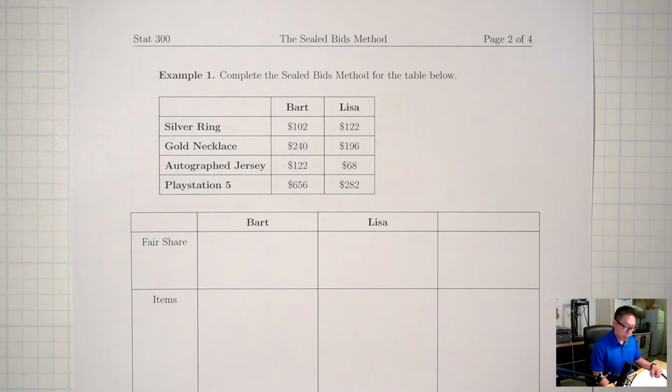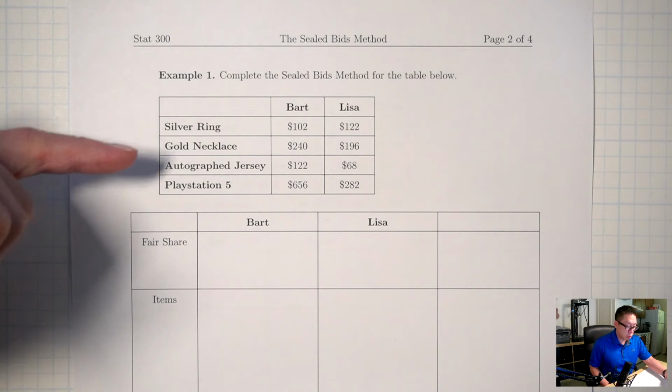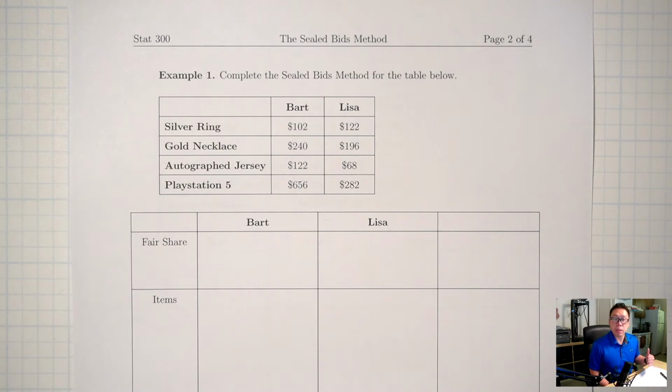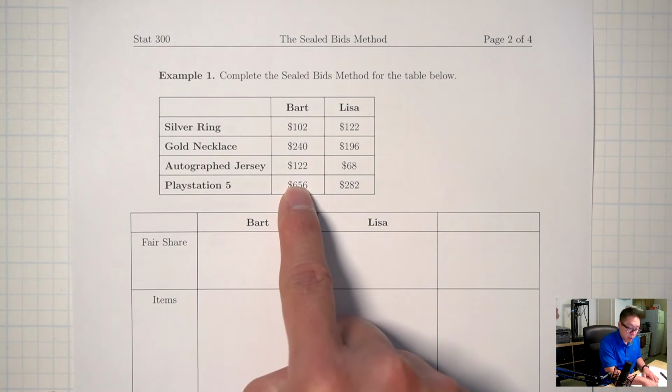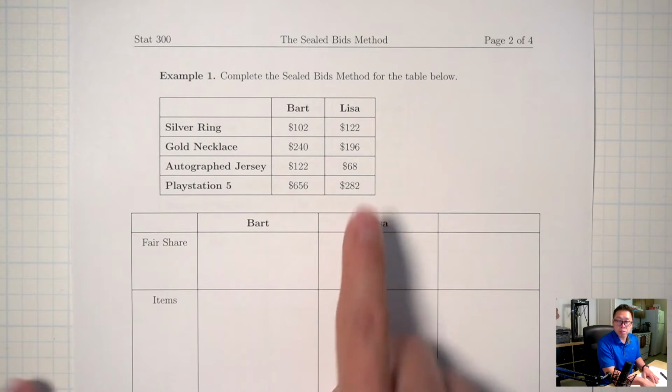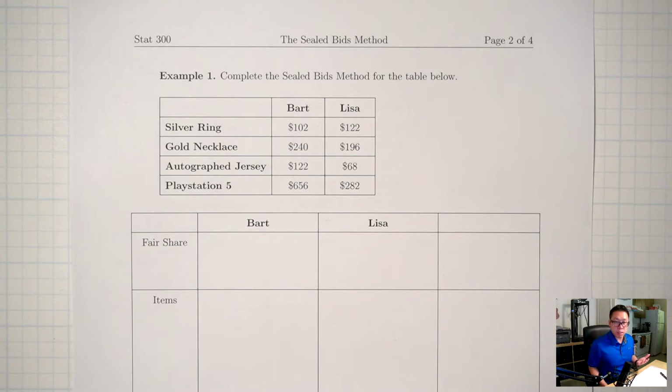All right, example 1. So Bart and Lisa here are sharing a silver ring, gold necklace, autographed jersey, and a PlayStation 5. And Bart and Lisa have already bid on the items. These are Bart's values, and these are Lisa's values. So let's go through the sealed bids process for Bart and Lisa. The first step is to figure out each person's fair share. So for each person, we're going to total up the value of the items.